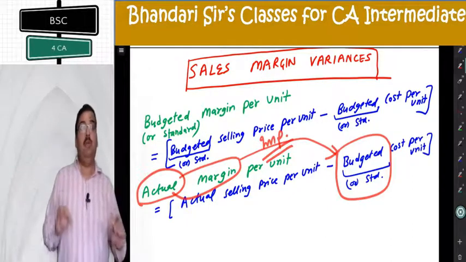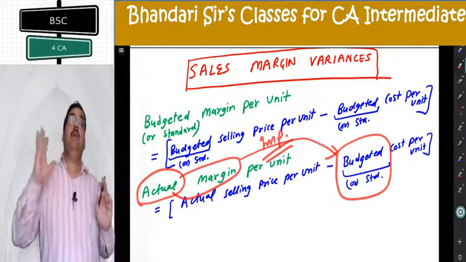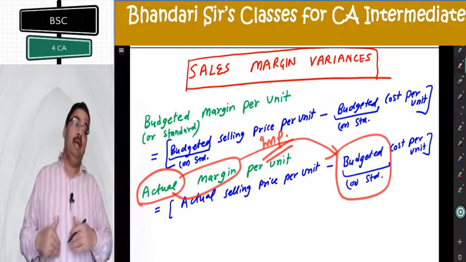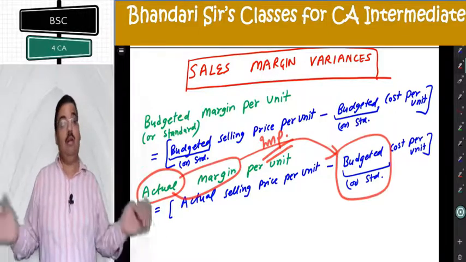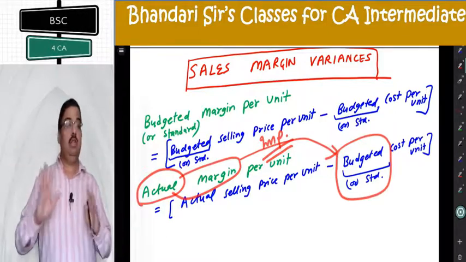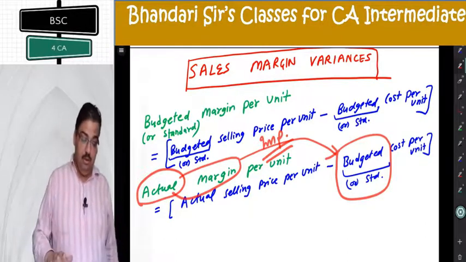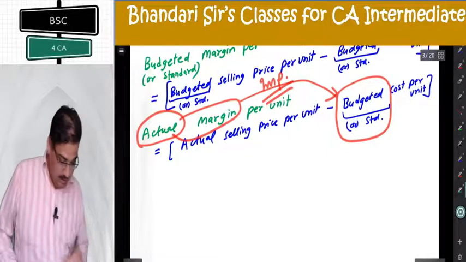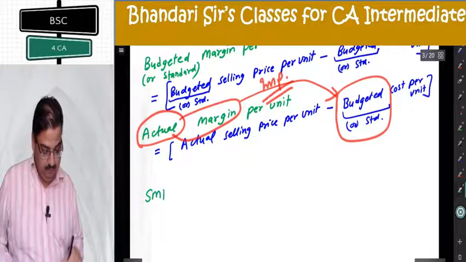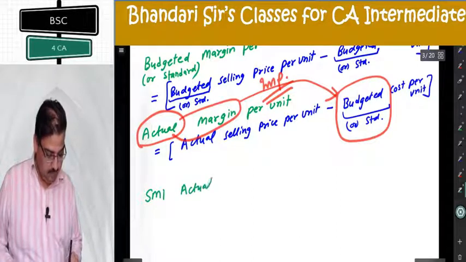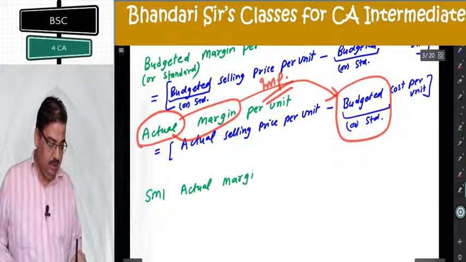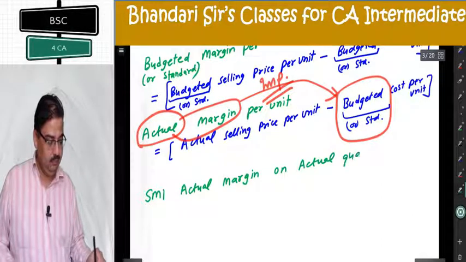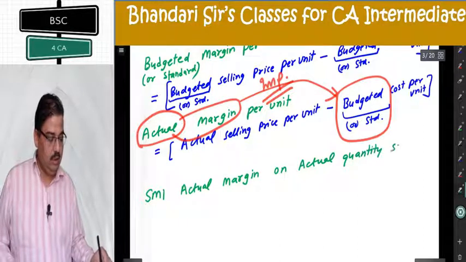So in any question of margin variances, first compute budgeted margin per unit, then compute actual margin per unit for each product, and then apply the 4 steps again. The 4 steps table is quite similar to sale value variances, nothing much difficult. So I am getting on step by step. First step, SM1, actual margin on actual quantity sold.